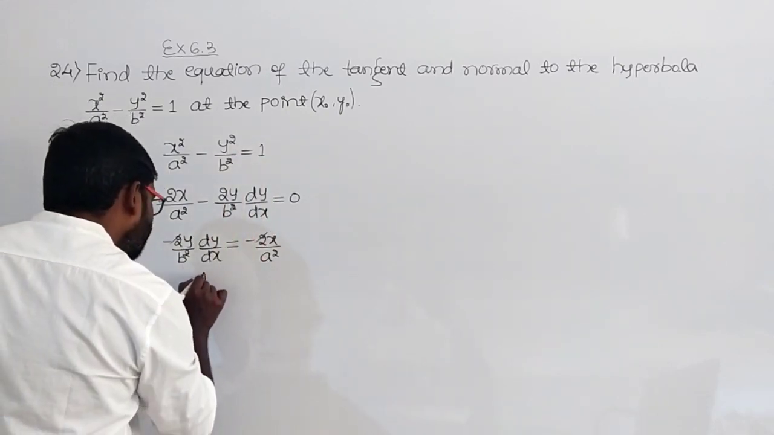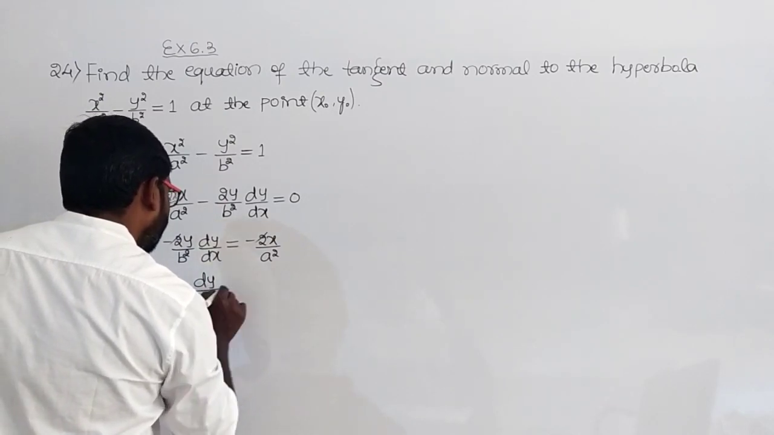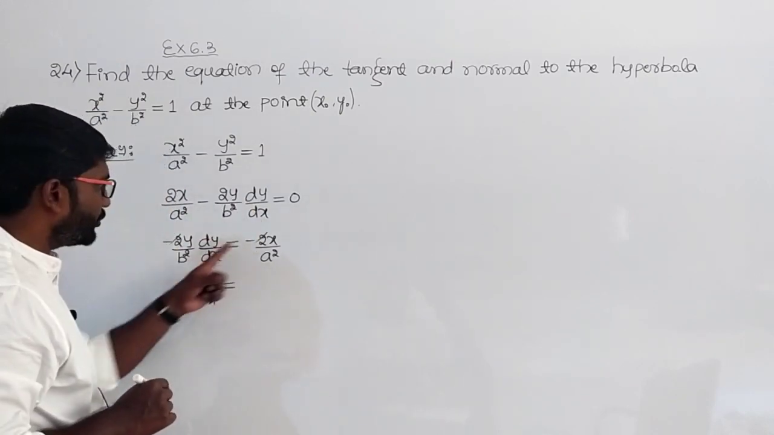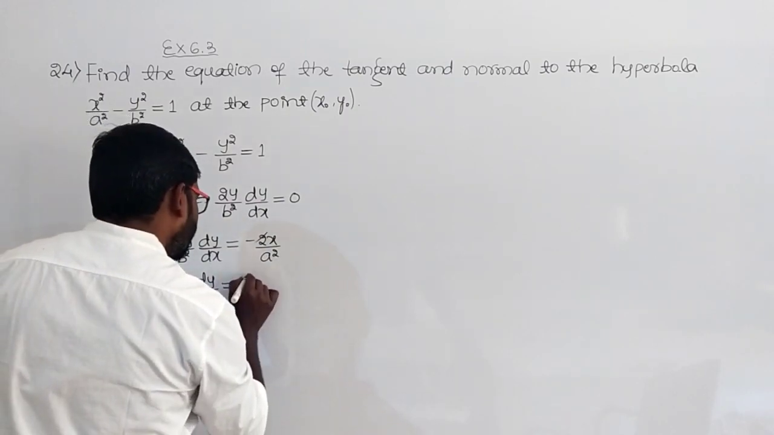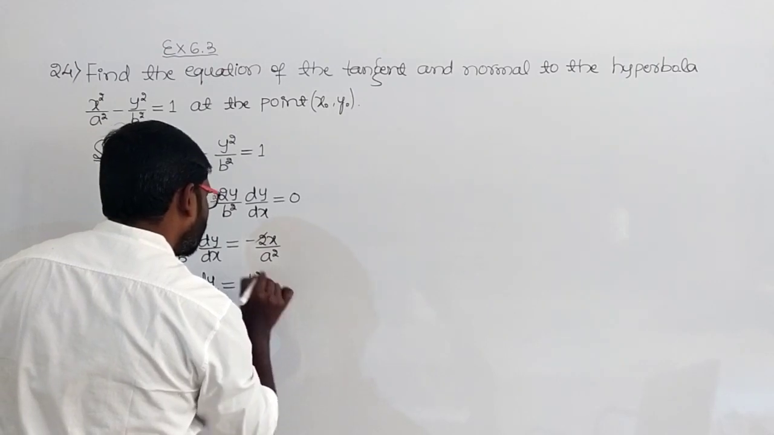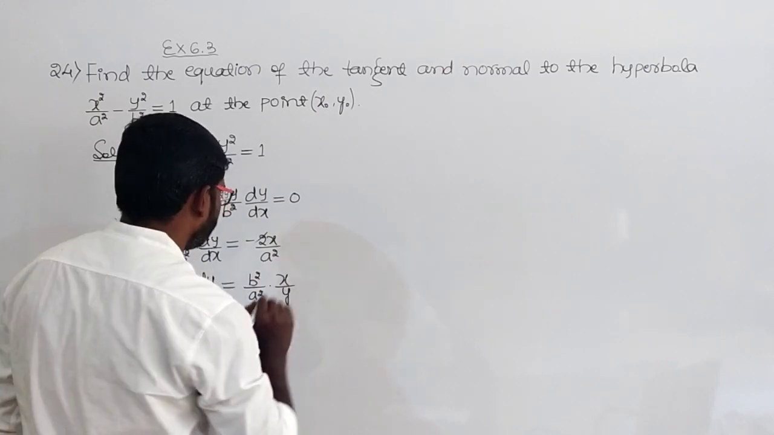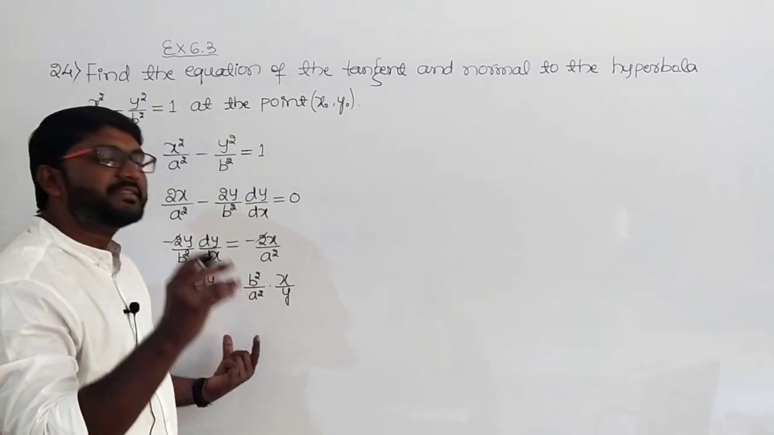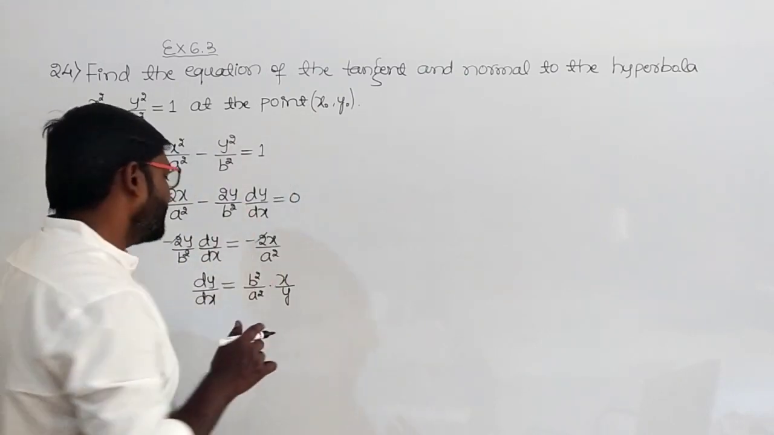dy by dx, which is equals to, take y by b square to the right hand side, b square goes to the numerator and y goes to the denominator. So we get b square by a square into x by y. So this is the slope of the tangent. Now we will have to get dy by dx at x naught comma y naught, that is the slope of the tangent at the point x naught comma y naught.